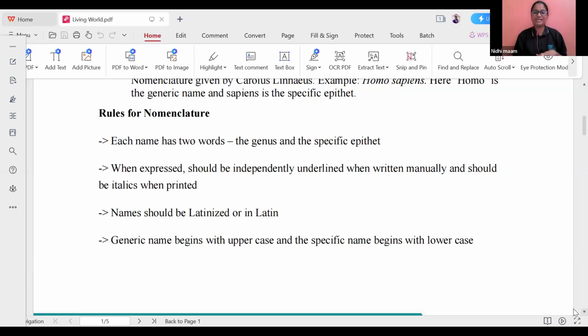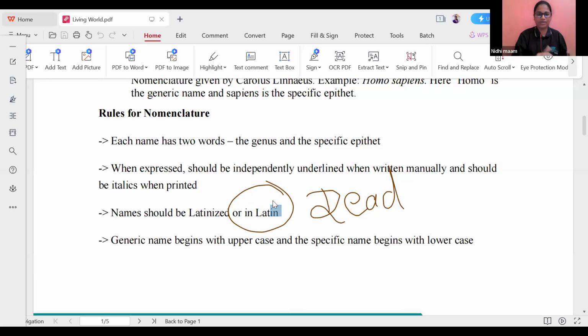The name should be Latinized, meaning it should be derived from the Latin language. Latin and Greek are dead languages now. No person will talk or write in Latin or Greek. Even though they might know it personally, it is not widely used like English or Spanish. So these are dead languages.